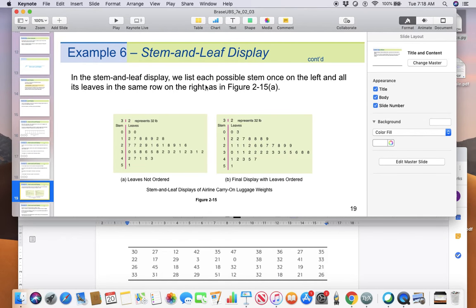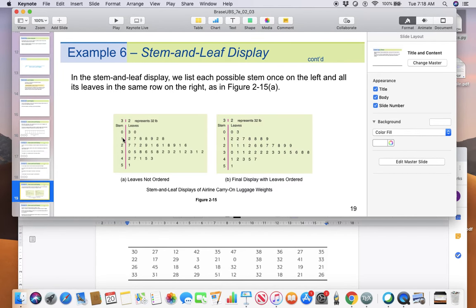So we list each possible stem. First we arrange the stems from 0 to 5. Look at the numbers, right? You have 0 and the maximum may be somewhere around 50. I can't find it. There is a 51. So that's the maximum it goes. So I place the first digit, the tens digits, here, and then the units here. What does this mean? 0, 3: 3 is a number. 0, 0: 0 is a number. 1, 2: 12 is a data value, and so on.